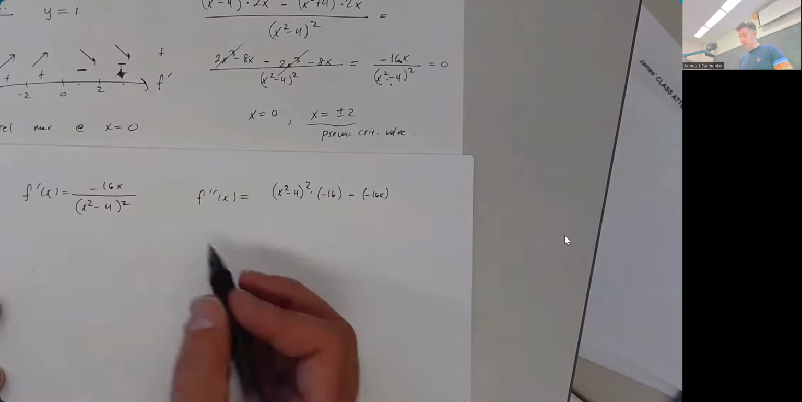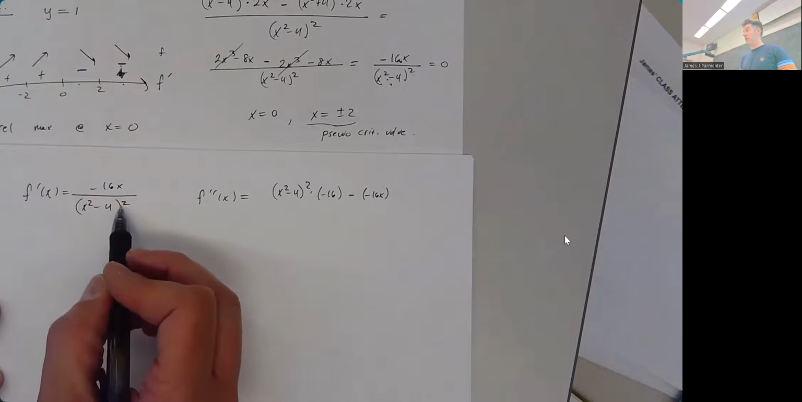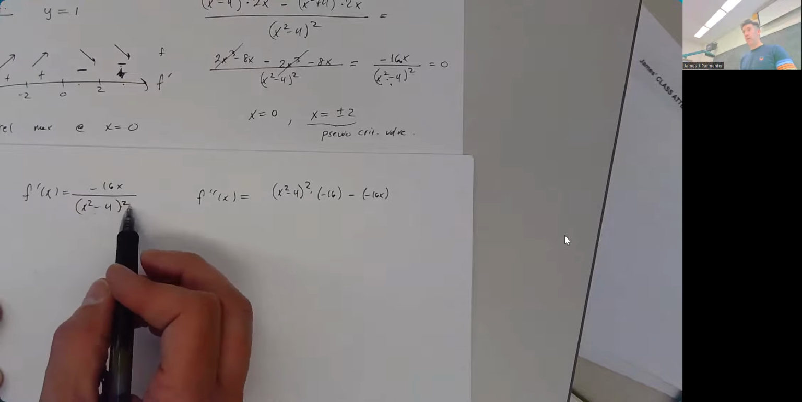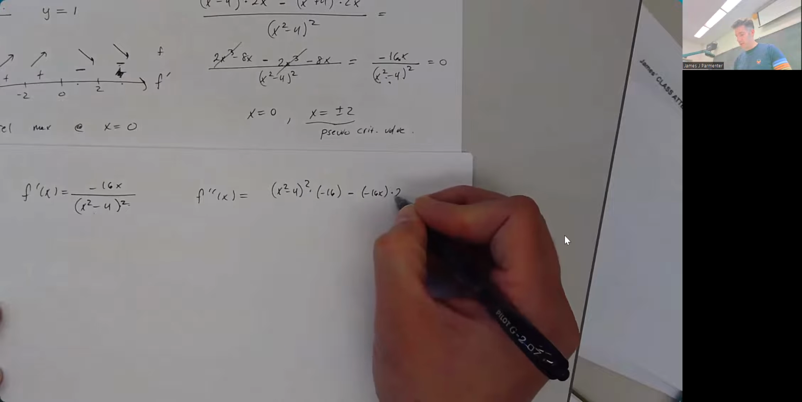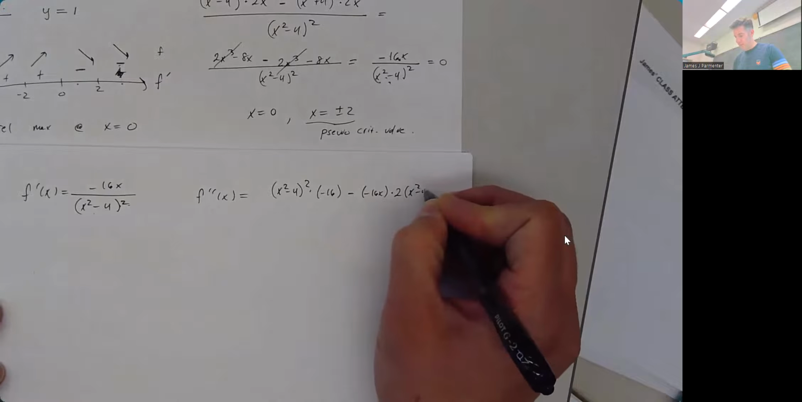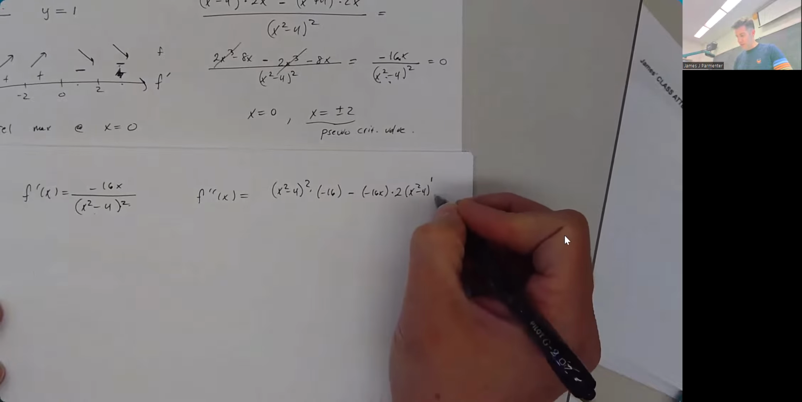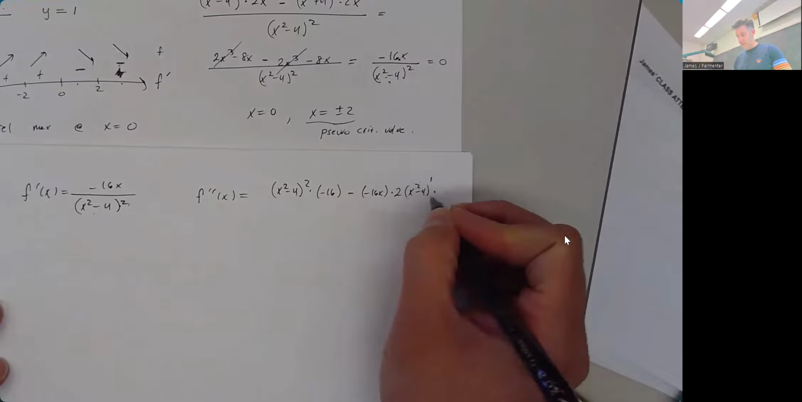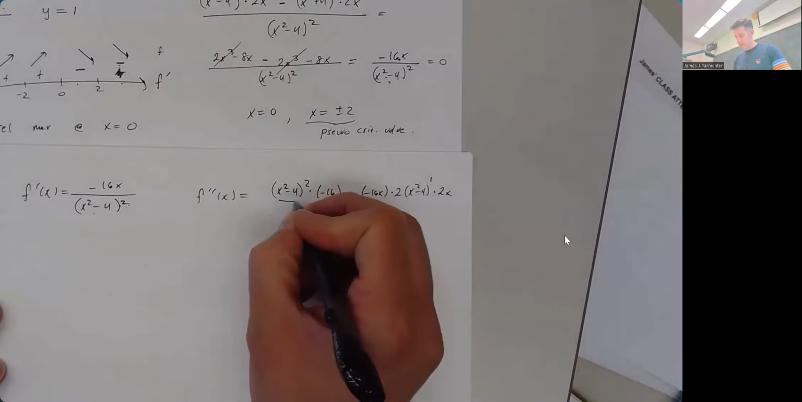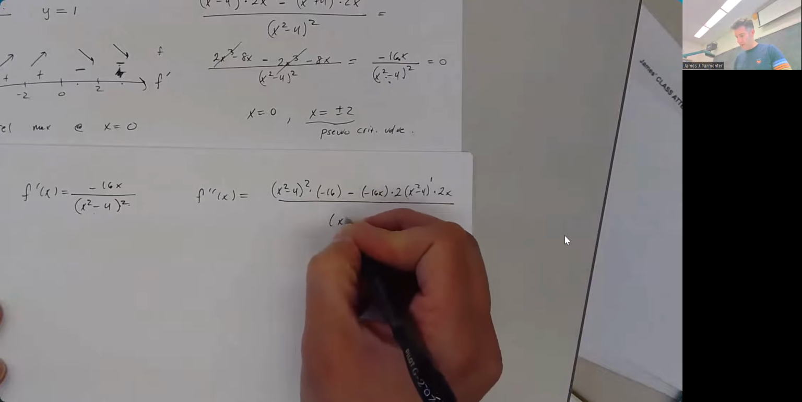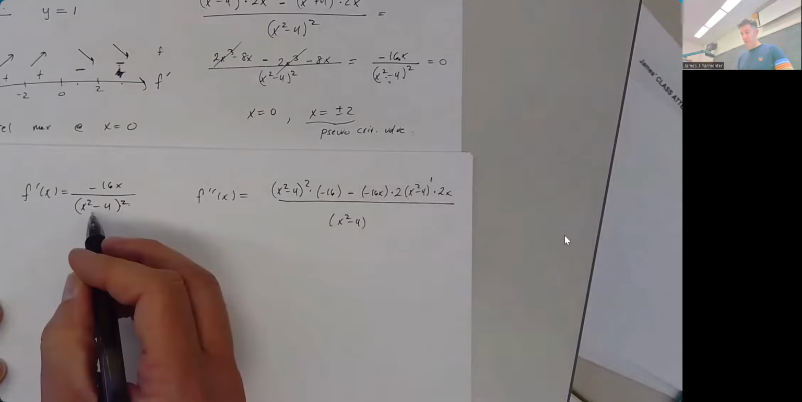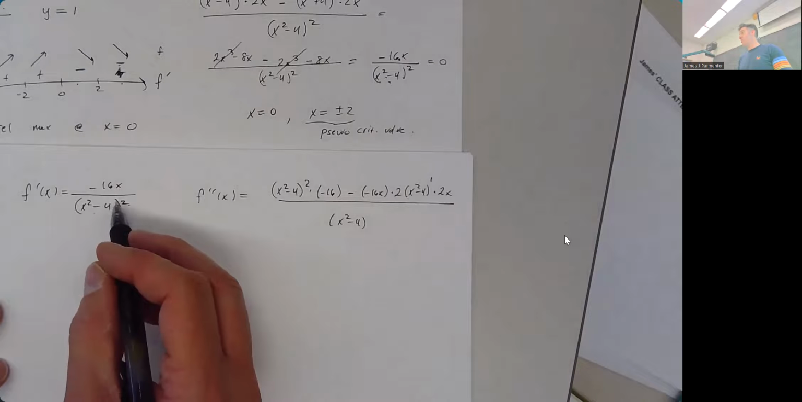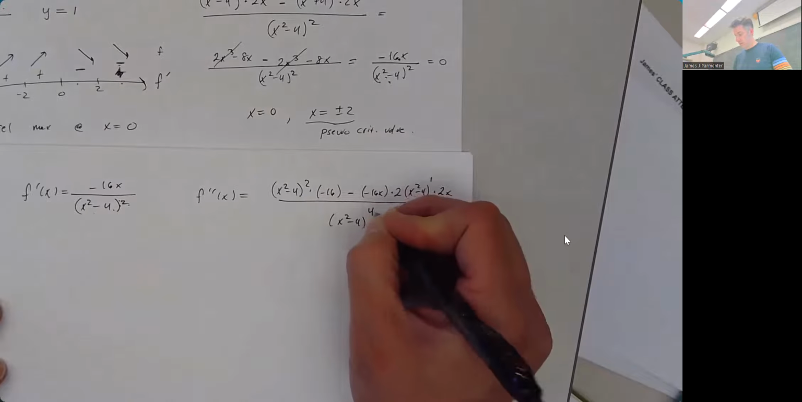We have to be a little extra careful here. The derivative of x squared minus 4 squared, we've got some stuff squared. The derivative is 2 times our stuff to the first times the derivative of the inside stuff, which is 2x, all divided by our denominator squared, which is x squared minus 4 squared squared. So x squared minus 4 to the fourth.